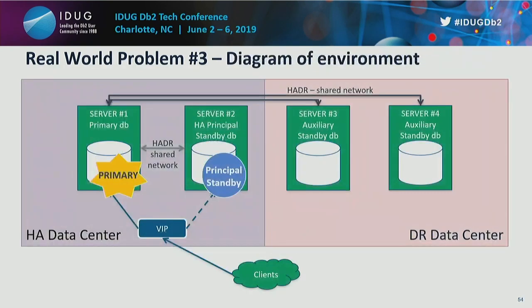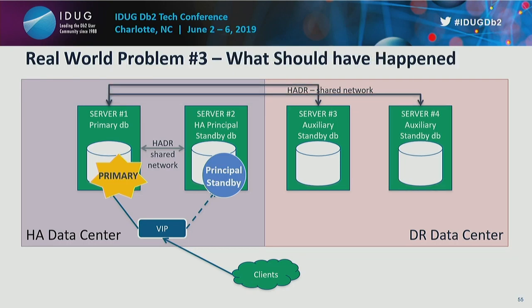So we have a primary server here and a principal standby here with a virtual IP address pointing to either one. And then in the DR data center, we had standbys there as well. And the load test in this case, the idea was that we were going to load test in DR and see what would happen when we load tested in DR.